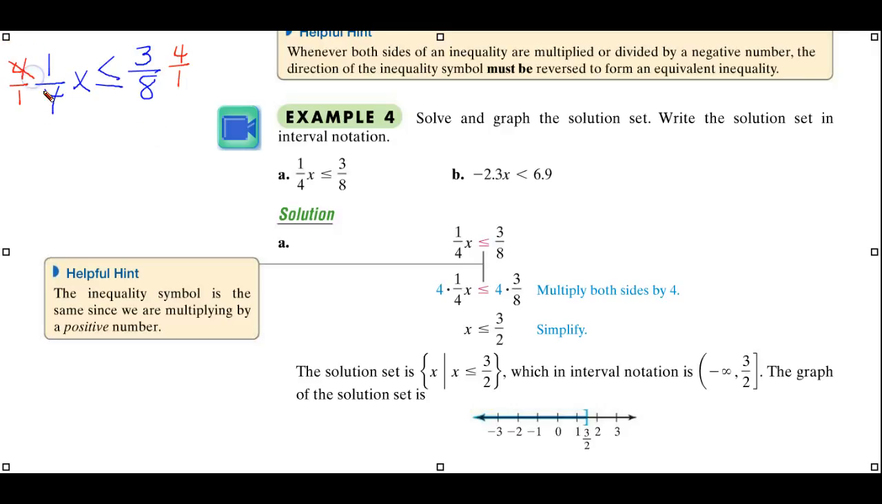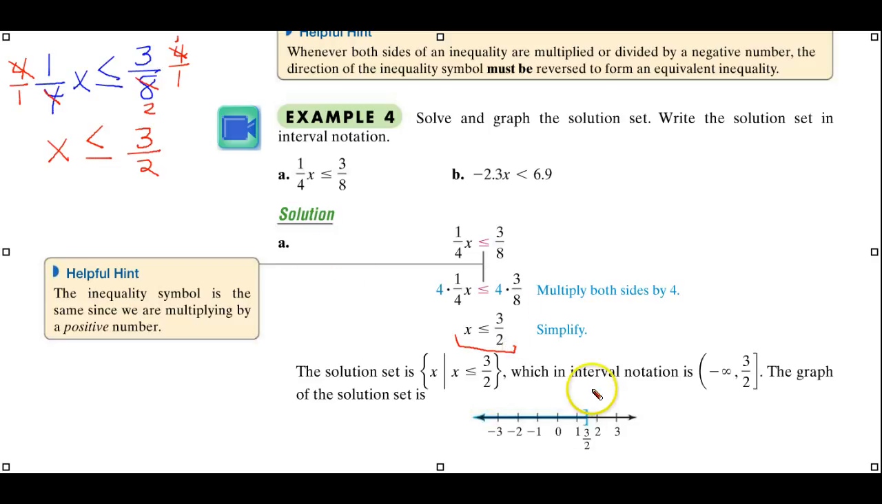So here everything cancels out nicely. You're just left with the x. We're not dividing or multiplying by a negative, so we don't change the direction of the sign. So here, 4 will go into there once, 4 will go into there twice, so we have x now equals 3/2, which is what they have.